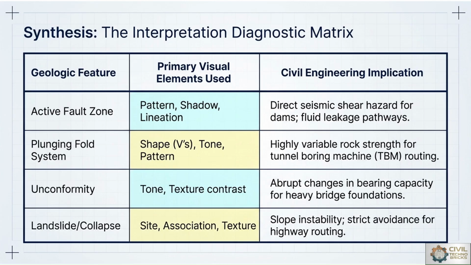Means unconformity, the geological feature shown in the imagery from the tone, texture, contrast point of view, and we can use that data to select the hard strata for heavy bridge foundations or to check the bearing capacity for heavy bridge foundations. Likewise, secondly, from the landslide or collapse point of view, site, association and texture, just like in a hilly region, or when we are doing tunneling or any roadway construction, then we can go for that, where slope instability will be checked, with strict avoidance for highway routing.